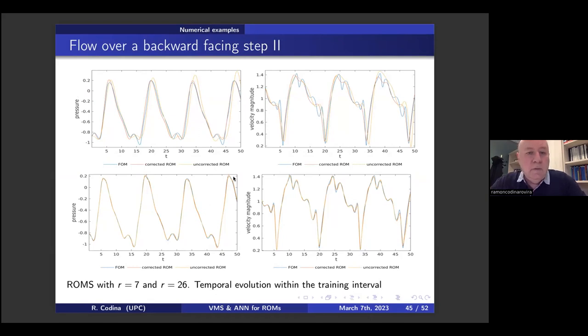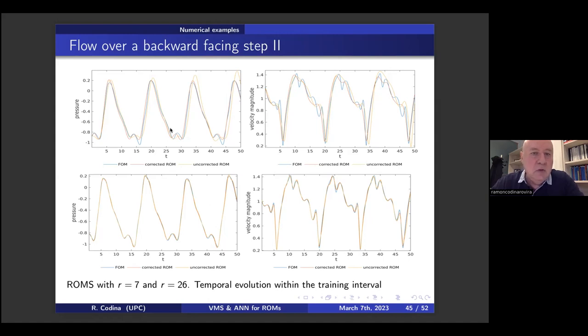So you see, especially from the pictures on the top that correspond to r equals 7, so the poor ROM model, let's say, that we have the evolution of pressure or velocity for the full order model, FOM, which is in blue. Then we have the solution of the original uncorrected reduced order model that is in yellow. I hope you see that solution. And then in the middle, you have the solution of the corrected reduced order model, using the correction that I have just described.